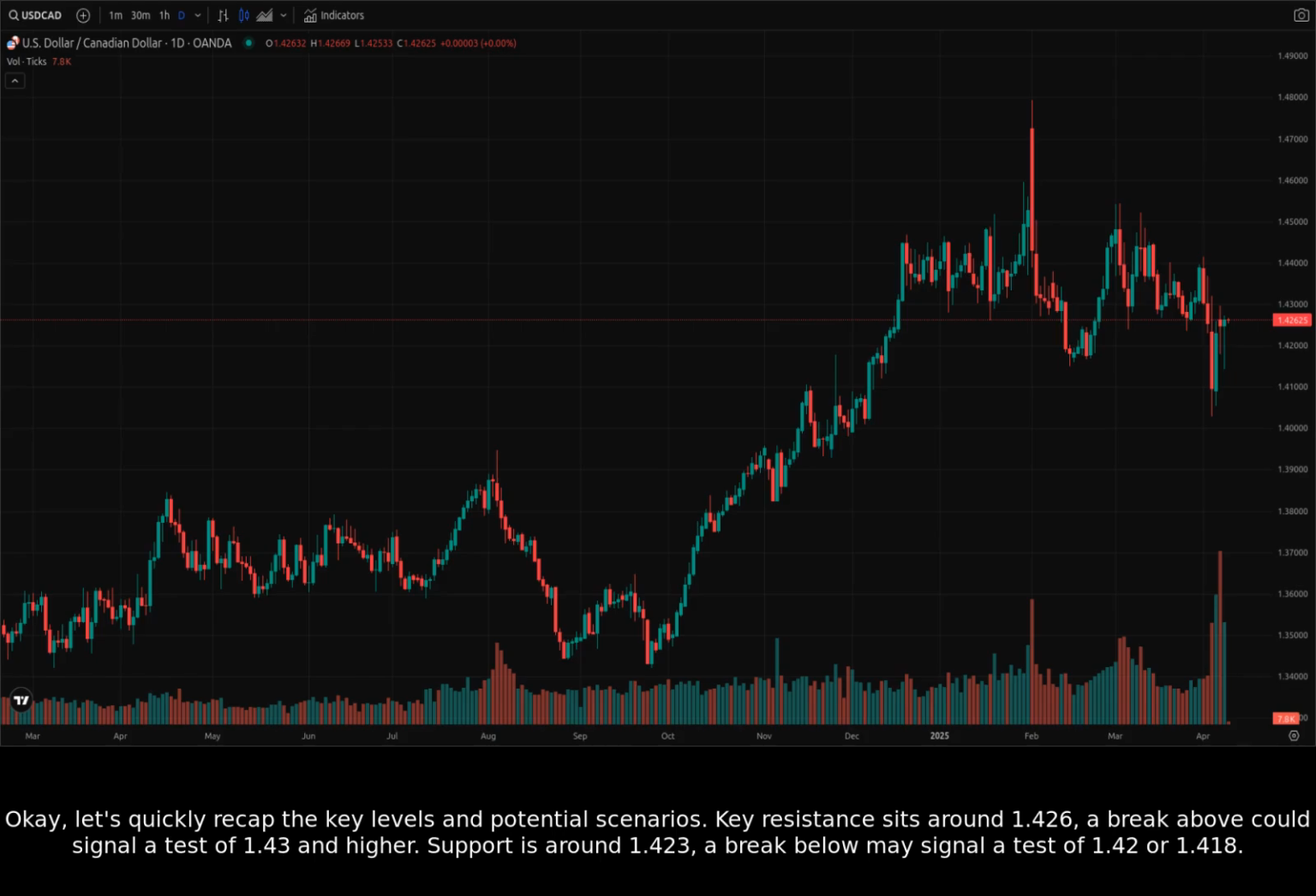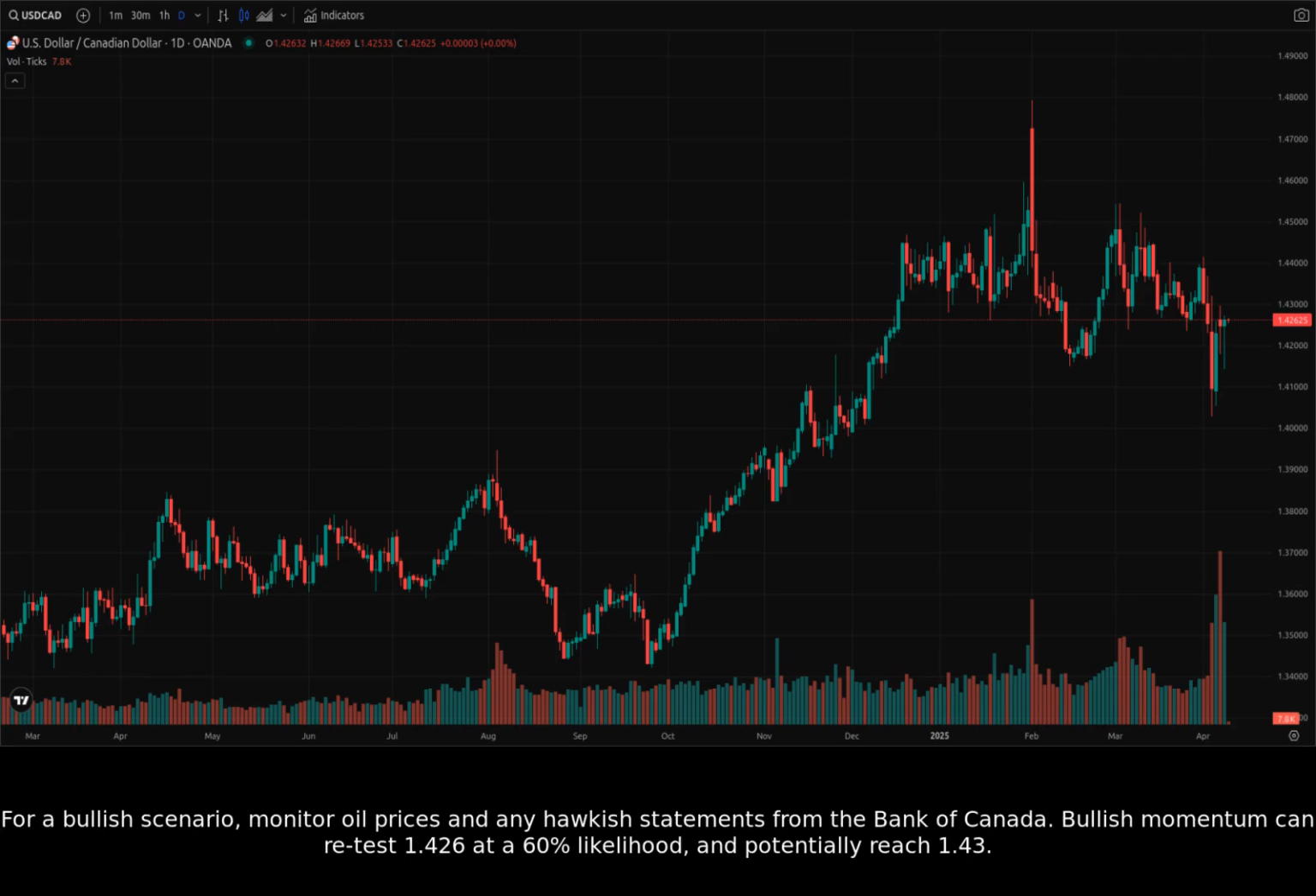Key resistance sits around 1.426. A break above could signal a test of 1.43 and higher. Support is around 1.423. A break below may signal a test of 1.42 or 1.418. For a bullish scenario, monitor oil prices and any hawkish statements from the Bank of Canada. Bullish momentum can retest 1.426 at a 60% likelihood and potentially reach 1.43.